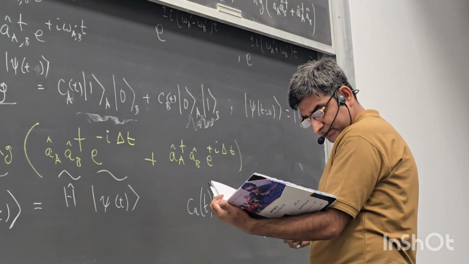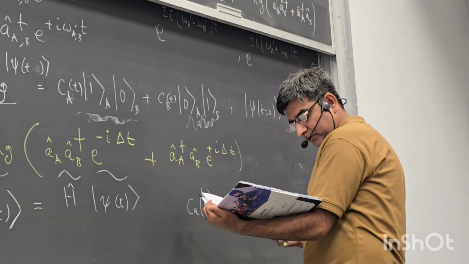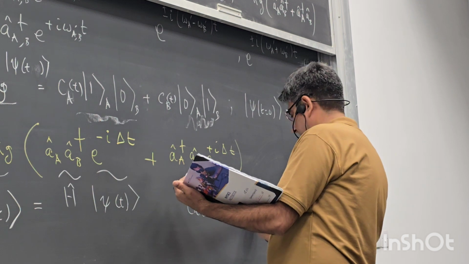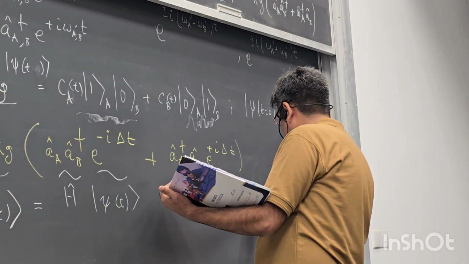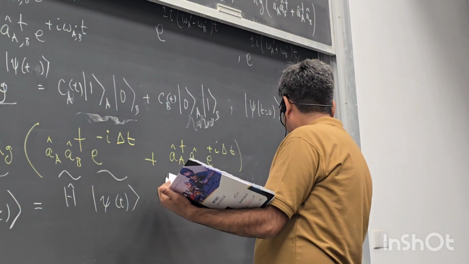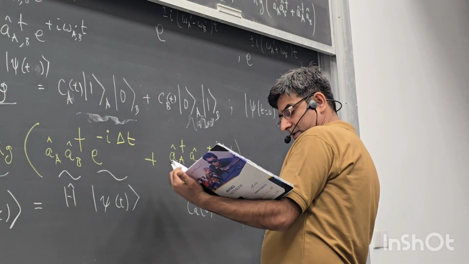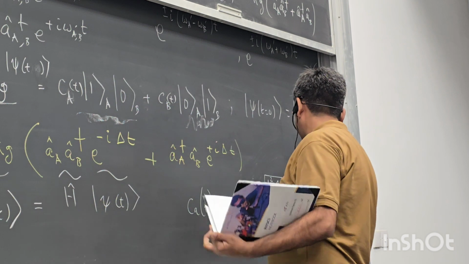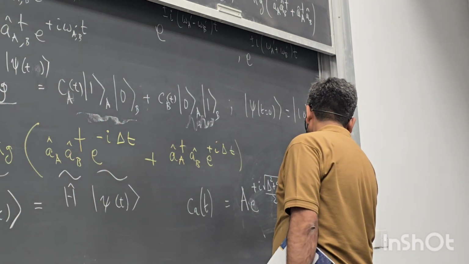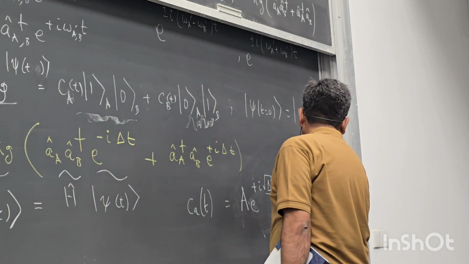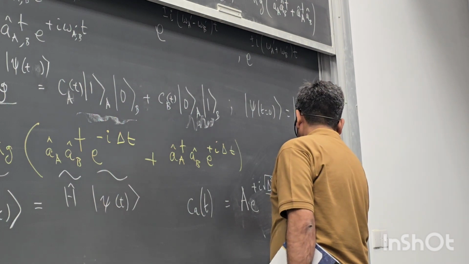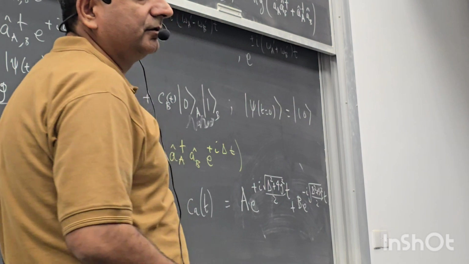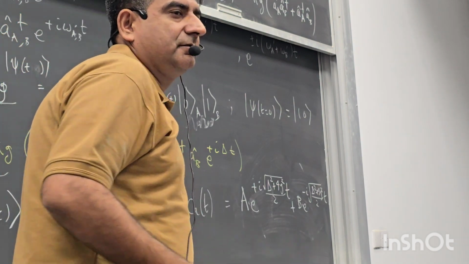On resonance, so let me first write down the expression of resonance. A plus I delta square plus 4G square over 2T plus B E minus I delta square plus 4G square over 2T. Right? So this is the solution for the Schrödinger equation.